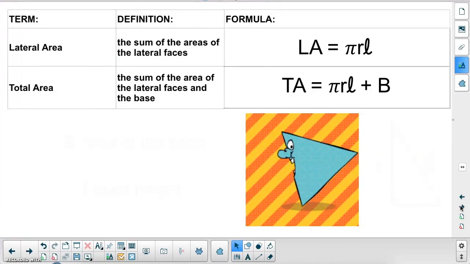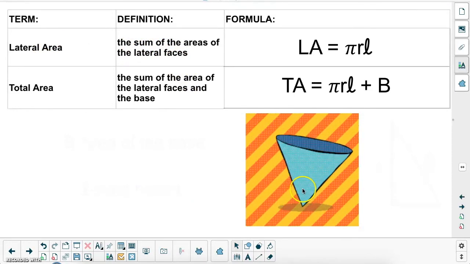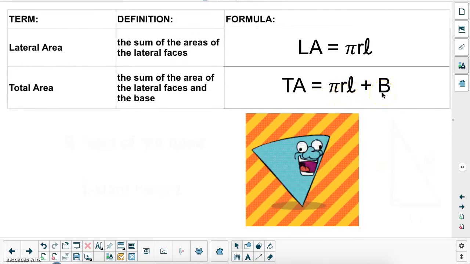The lateral area and total area formulas for a cone. Lateral area will be the sum of the areas of the lateral faces, but we only have one lateral surface on the cone. So to get the area of that surface, we'll have the formula pi RL. So we'll have pi times the radius times the slant height. For the total area, we'll need to add in the area of that circle as our base. So we'll have that lateral area of pi RL plus the area of our base.